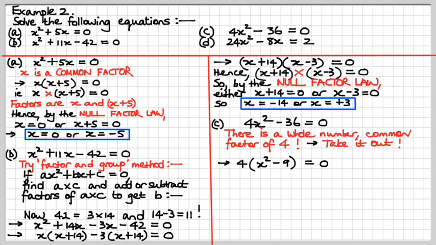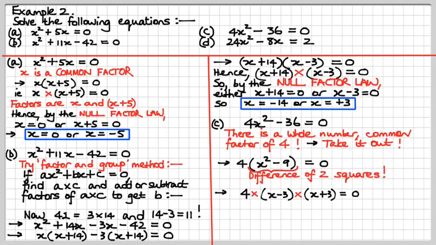So, alright, now we can turn this little beastie here into a difference of 2 squares because we don't have a middle x term. That's what we always do when we have this kind of thing without a middle x term. Right, so that'll be x minus 3, x plus 3. Very good. And then by the null factor law, we know that because 4 doesn't equal 0, either x minus 3 or x plus 3 could equal 0 to make that thing 0.